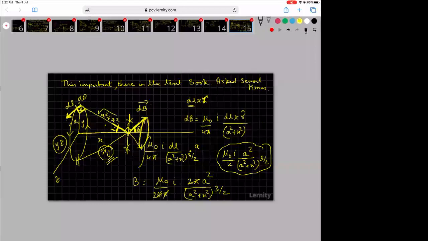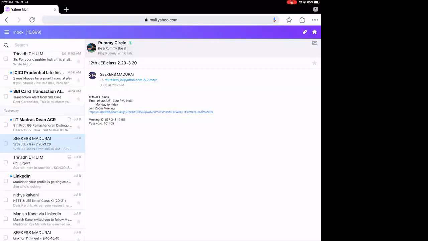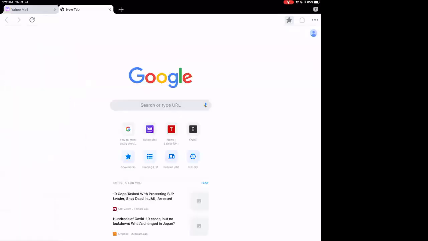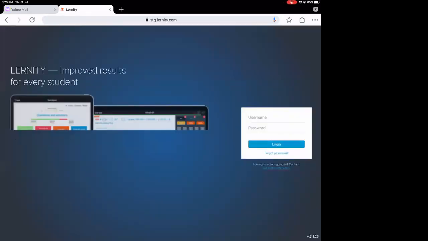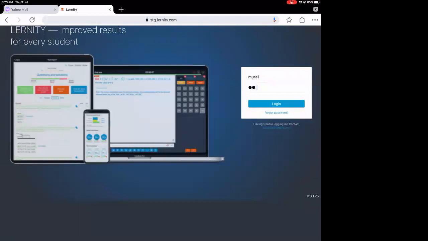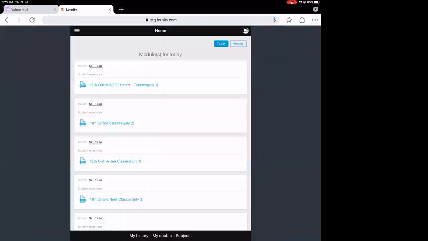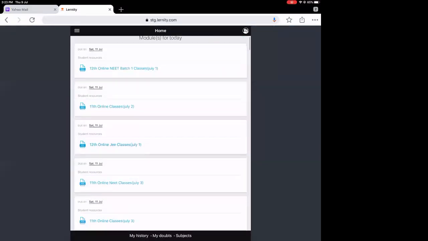Okay, for you to log in, first open some browser, or open Google Chrome to be better. So go to stg.learnity.com. Once you go there, you will apply your login details. Don't apply my login details. Once you go here, then there will be one assignment.